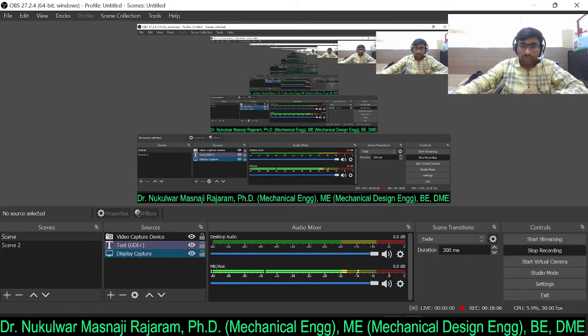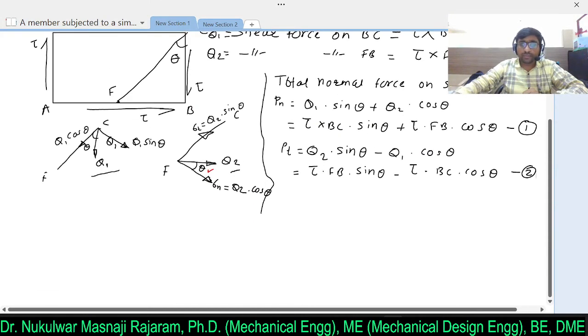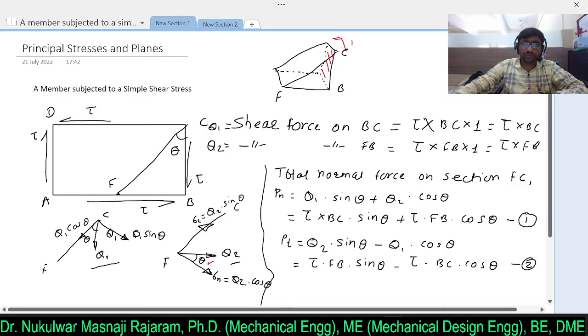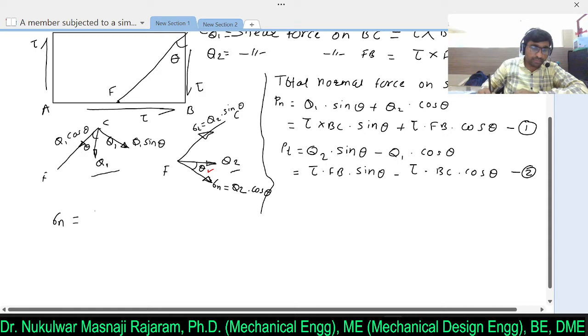Simple. So here we have evaluated the total normal force and total tangential force acting on section FC. Now it's easy to evaluate the other stress. So how to evaluate this sigma n? That is simple. Force acting normal on FC plane and the area is FC into 1.